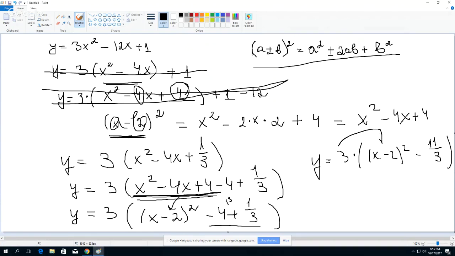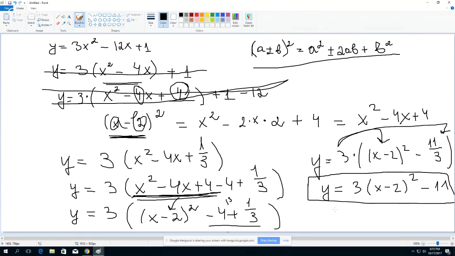Now we want to open these parentheses, get rid of these parentheses. So we distribute: we times 3 this part, and then we times 3 this part. So it would be 3 times x minus 2 squared minus 11. So this is our vertex form. You could do it this way, because then you know for sure that you didn't mess up. Or, like we did here, we just open, we times this by 3, 4 times 3, 12, then we subtract 12, and we get the same answer. But if this one is more understandable, then do it this way. So this is our vertex form.